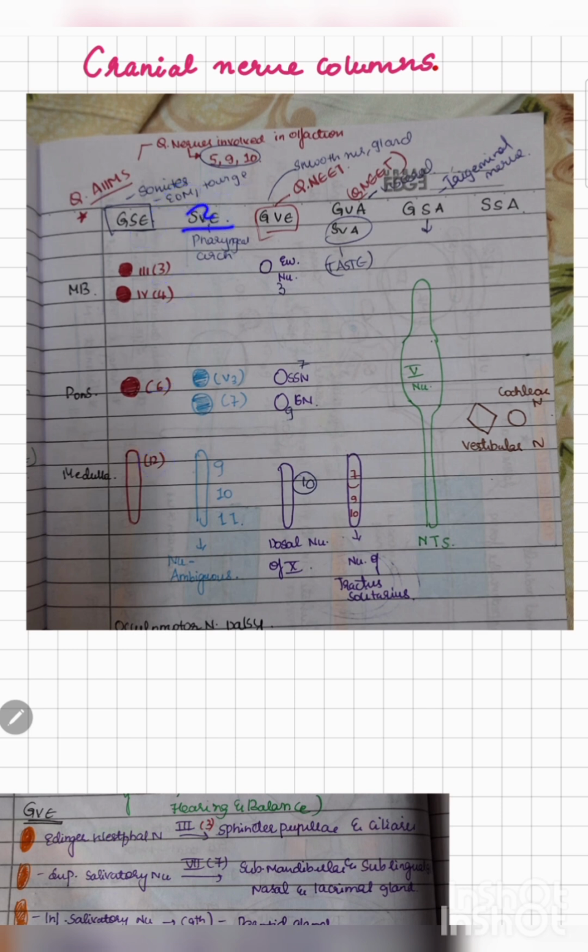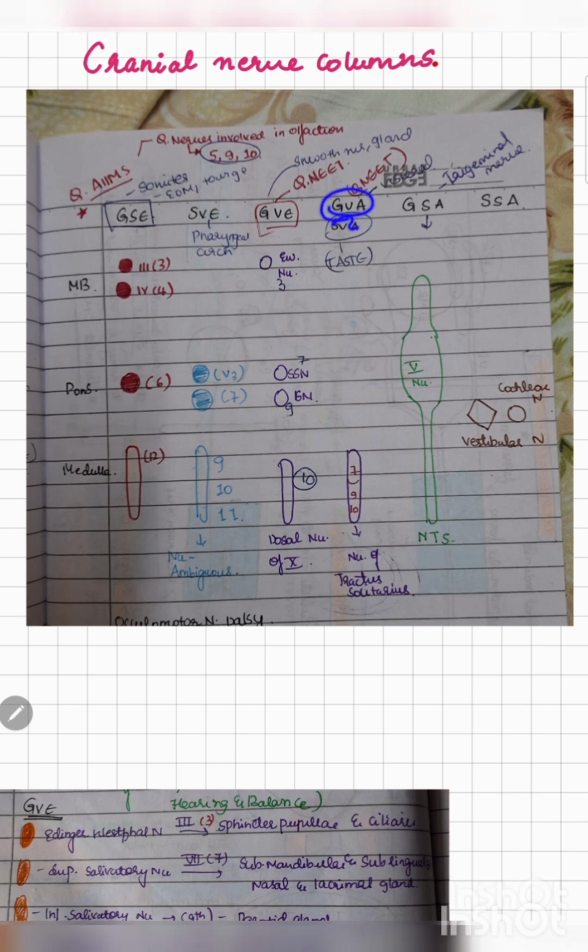Then comes special visceral efferent. Why special? Because it is innervating the muscles of the pharyngeal arches. So muscles of the pharyngeal arches are innervated by 5, 7, 9, 10 and 11. Then comes GVE, general visceral efferent, which will innervate the smooth muscles and glands. This is carried by cranial nerves 3, 7, 9 and 10. Remember 3, 7, 9 and 10, they will carry the parasympathetic nerve fibers.